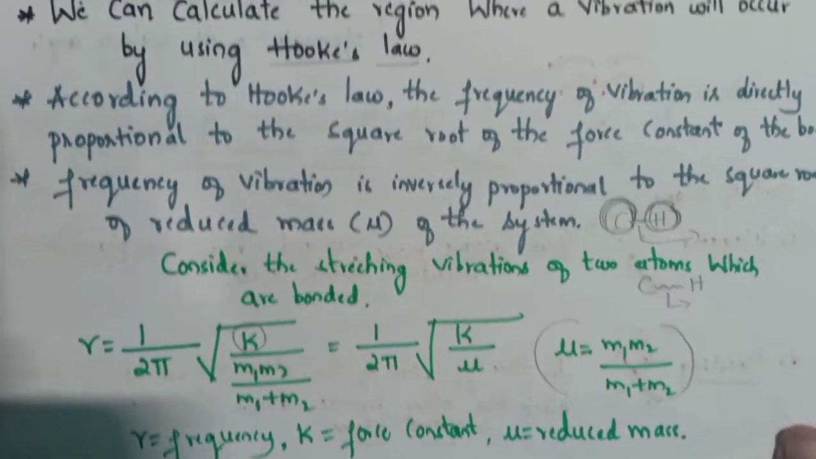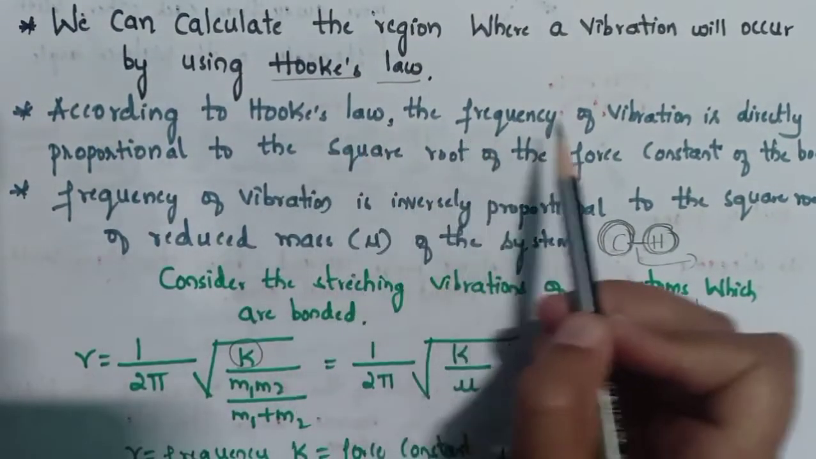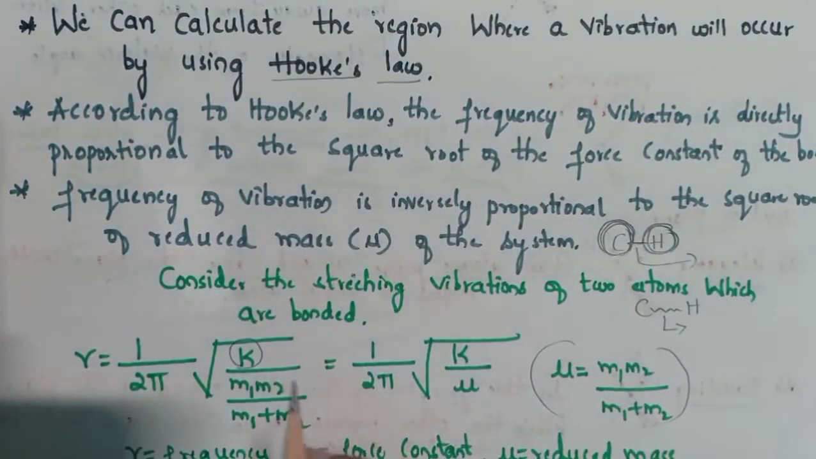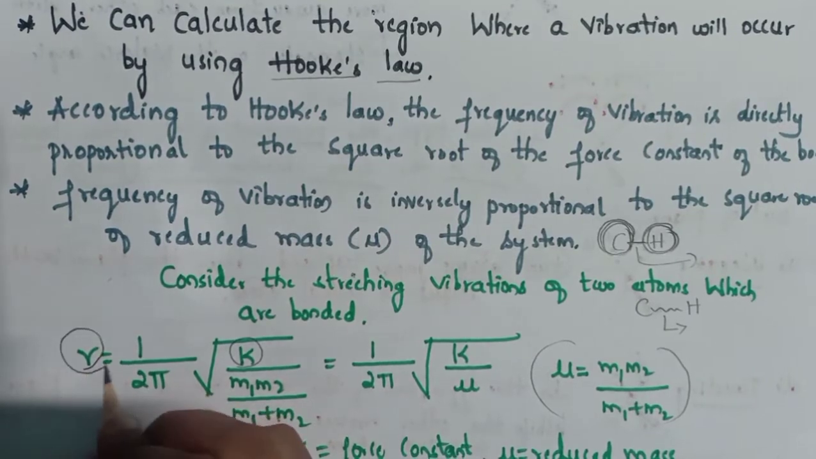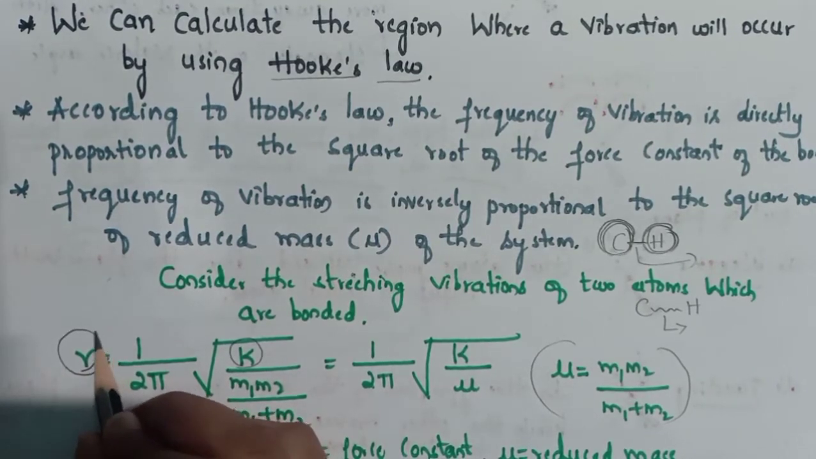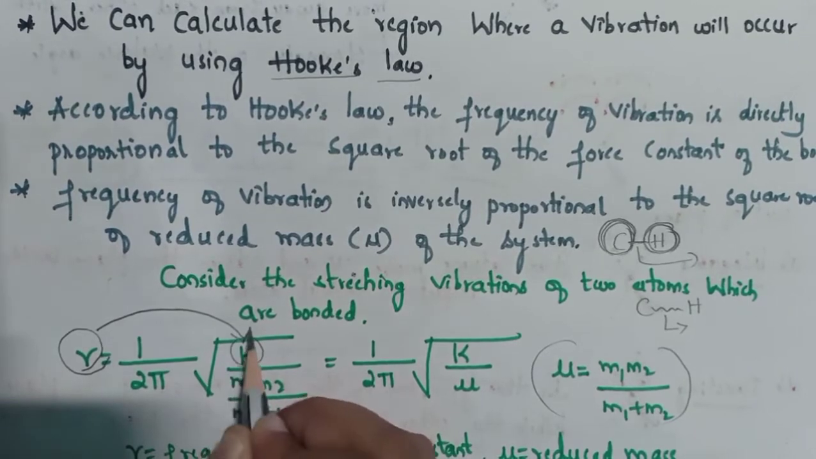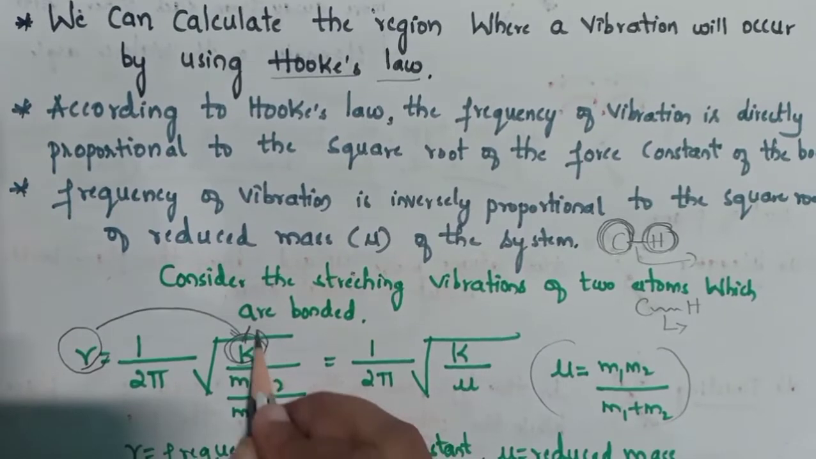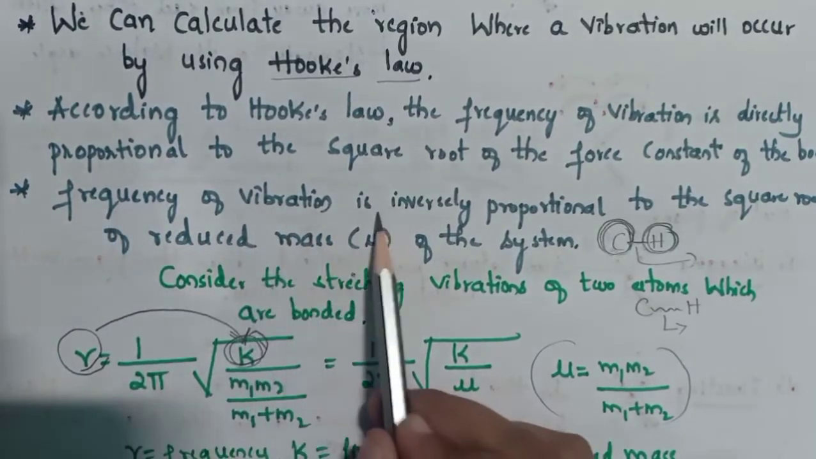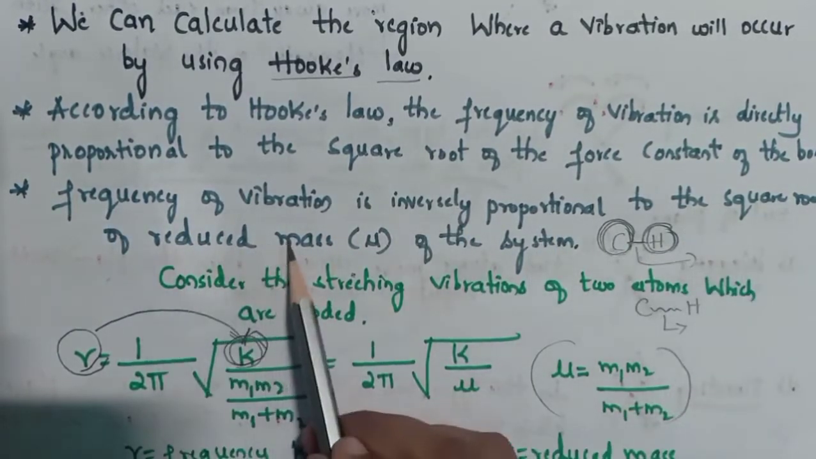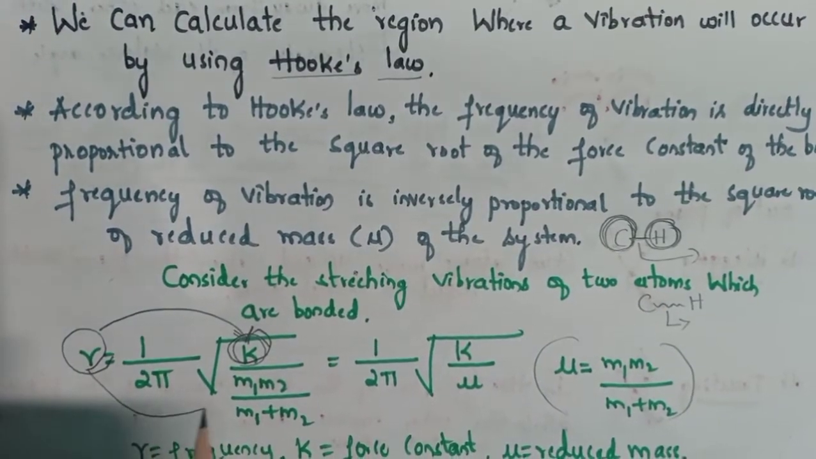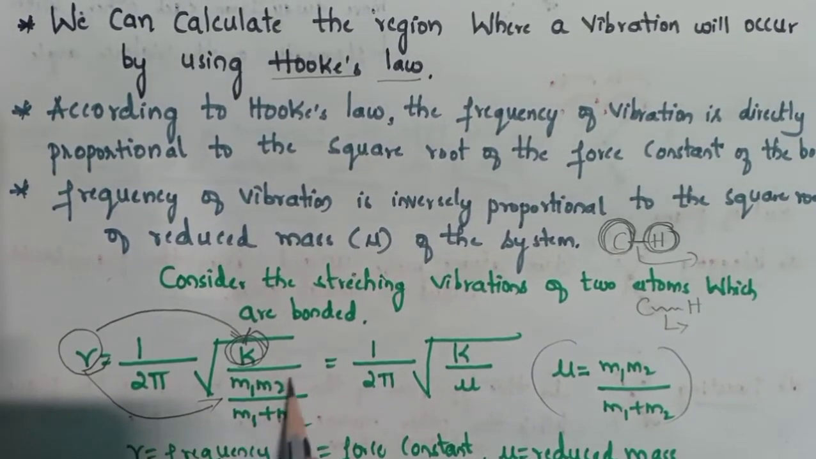Let us read the point here. According to Hooke's law, the frequency of vibration is directly proportional to the square root of the force constant of the bond, that is, the strength of the bond. And the frequency of vibration is inversely proportional to the square root of the reduced mass of the system, that is m1 m2 divided by m1 plus m2.